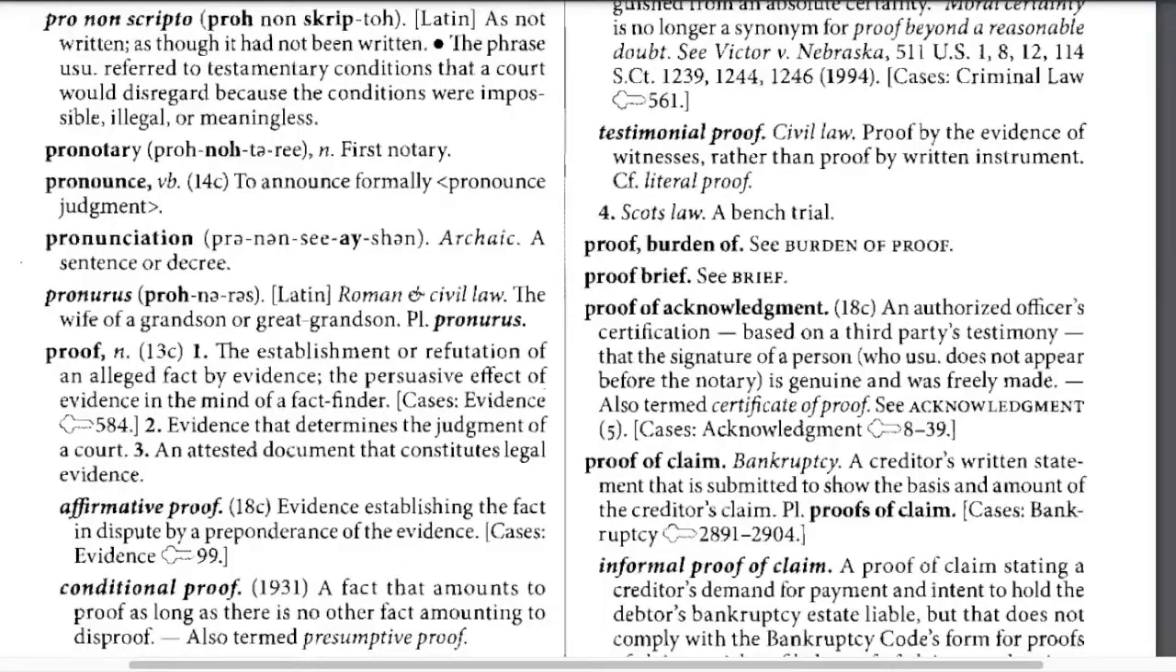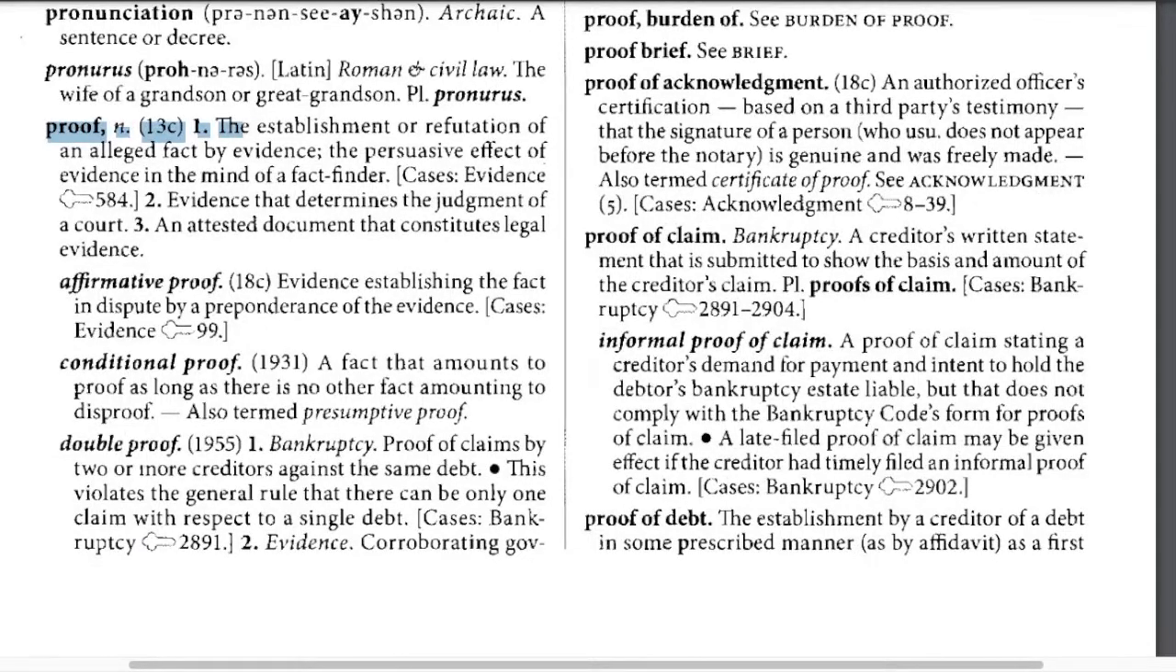There it is. So proof comes from the 13th century. It's a noun, the establishment or refutation of an alleged fact by evidence. So it's the establishment or refutation of the fact by evidence. Remember, evidence is that procedure of making it evident or clear. The persuasive effect, the effect of evidence in the mind of a fact finder, which could be the jury. Evidence that determines the judgment of a court. So it's the type of evidence. The proof is the evidence that determines the judgment of a court.